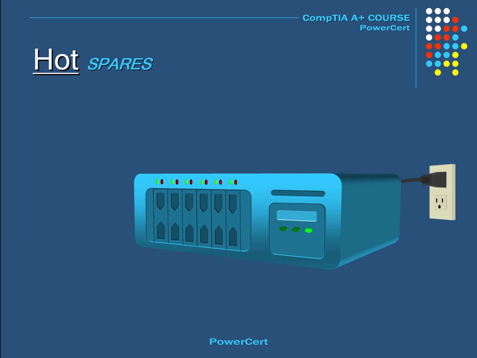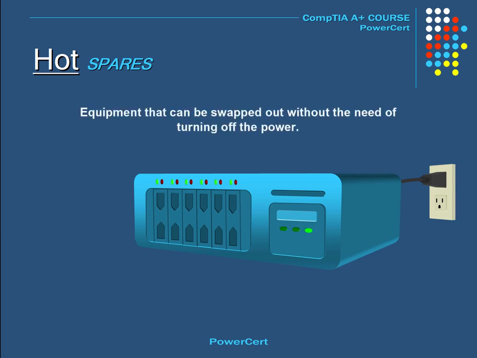Now a hot spare is defined as equipment that can be swapped out without the need of turning off the power. So for example, if you had a server with multiple hot swappable hard drives, and if a hard drive were to fail, you wouldn't need to shut down the server. You would just simply remove the hard drive and replace it with a new one while the power is still on.